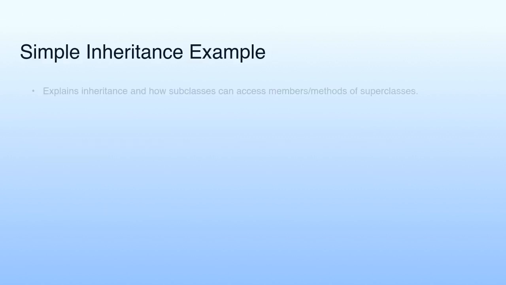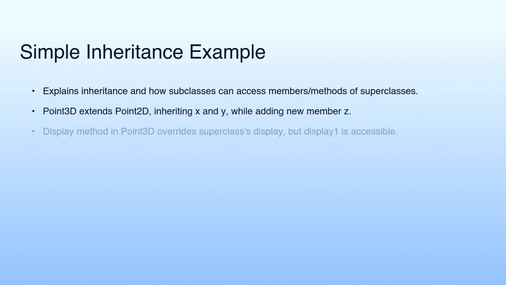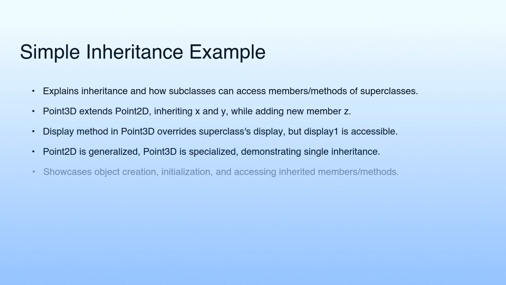A simple inheritance example demonstrates how a subclass, point3d, extends the point2d superclass, inheriting X and Y members, while adding a new member Z. The point3d class overrides the display method from its superclass, but can still access the display1 method. Point2d is a generalized class, while point3d is a specialized class, showcasing single inheritance through object creation, initialization, and accessing inherited members and methods.